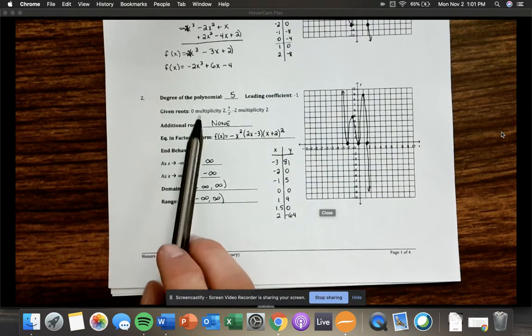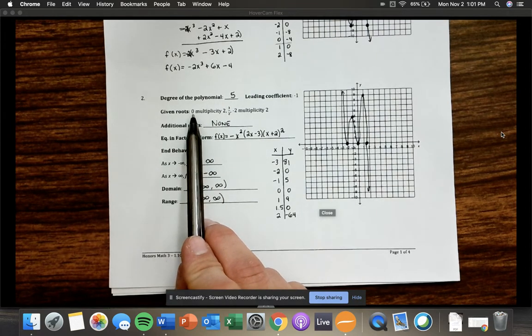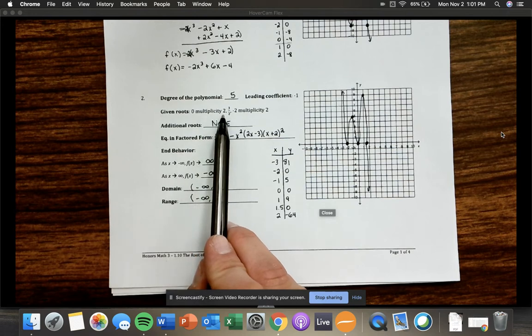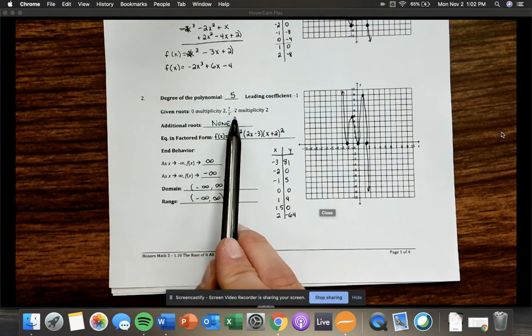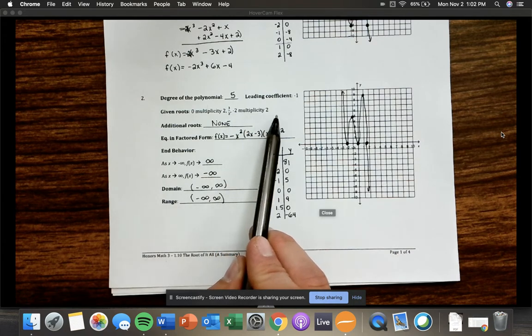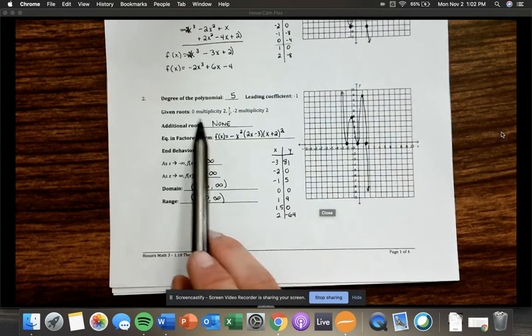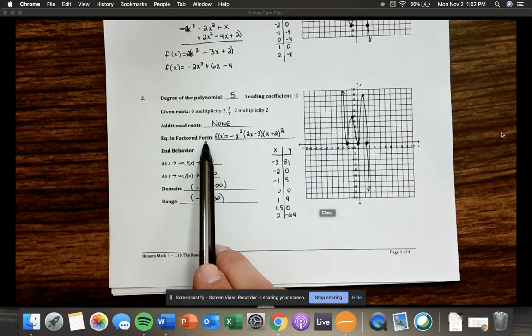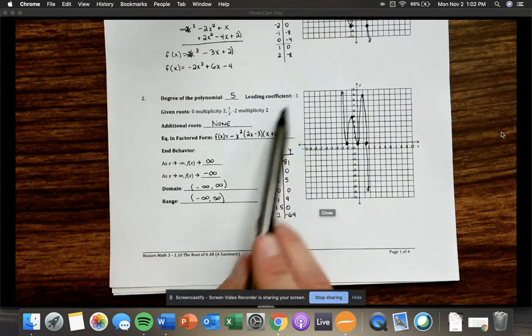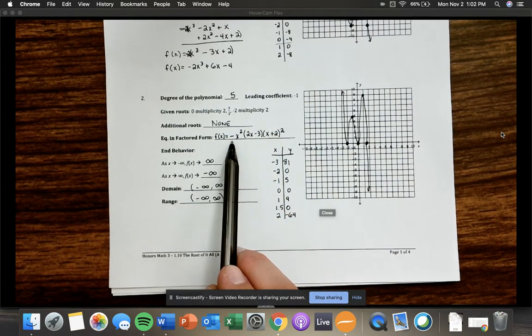Because we have the roots here, it gave us a root of 0 with a multiplicity of 2, and then it gave us the root 3 over 2, and then it also gave us the root -2 with a multiplicity of 2. So let's do this. What if we wrote it in factored form first? The leading coefficient's -1, so we're going to write a negative out front.